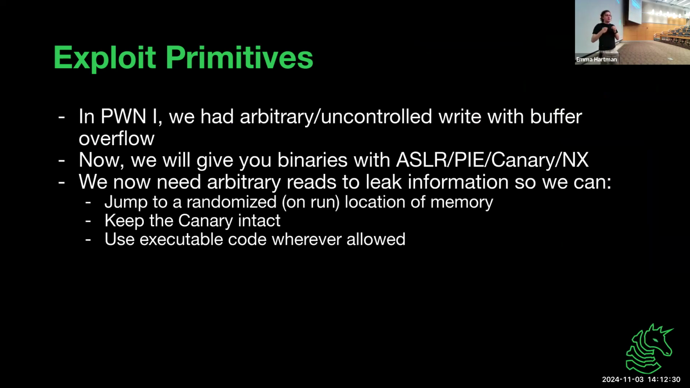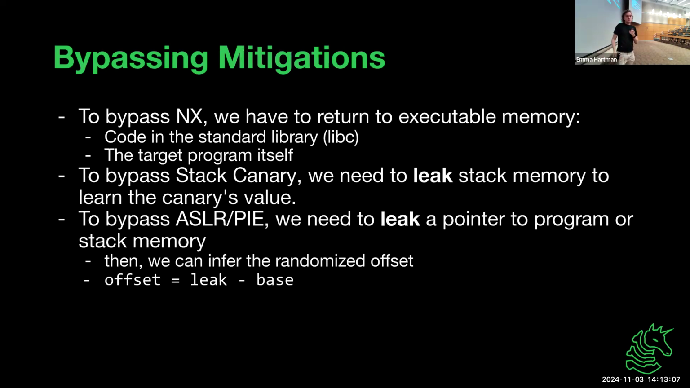So in PWN I, our primitives were arbitrary writes or uncontrolled writes with buffer overflows. But now we're going to give you binaries with more mitigations that are more secure, such as ASLR, the stack canary, and non-executable stack memory. So now we need to be able to leak so that we can jump to randomized locations in memory. Maybe leak the canary so we can keep track of it, because if you modify it, the program will crash. And then we can't necessarily jump to stack memory if it's not executable, right? So these are some ways to bypass the mitigations we've been talking about so far.